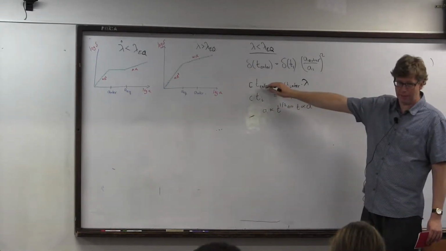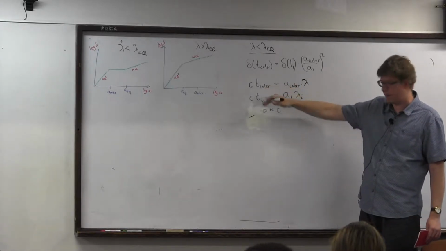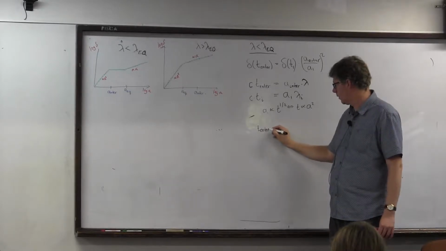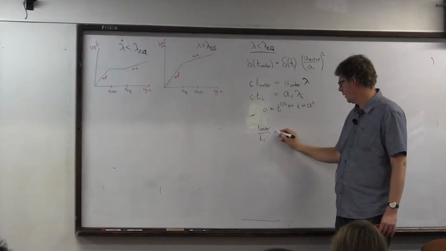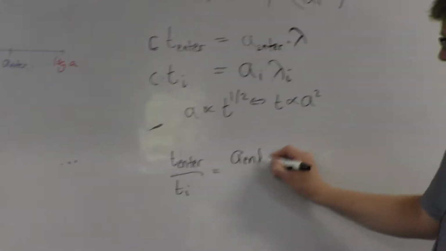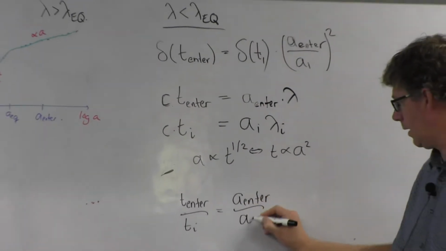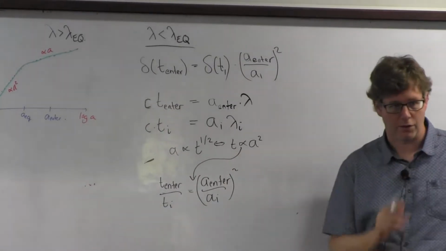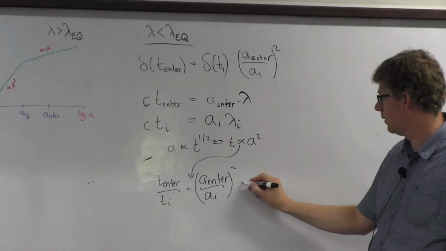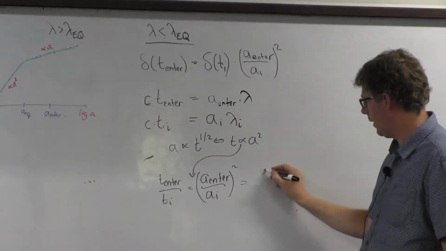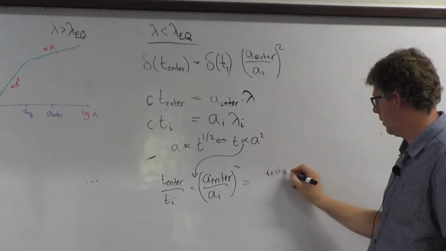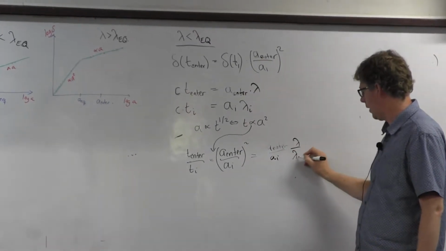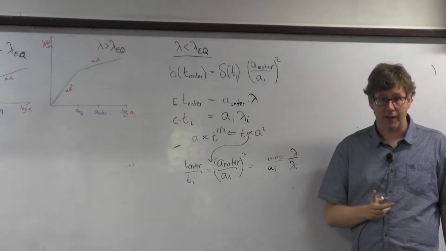That's very convenient because then I can divide these two equations by each other. And I get T enter over Ti is equal to A enter over AI squared. So that's this thing. Okay, that just goes in there. And that is equal to the ratio here, A enter over AI, lambda over lambda I. So now I've included the scale of the object.